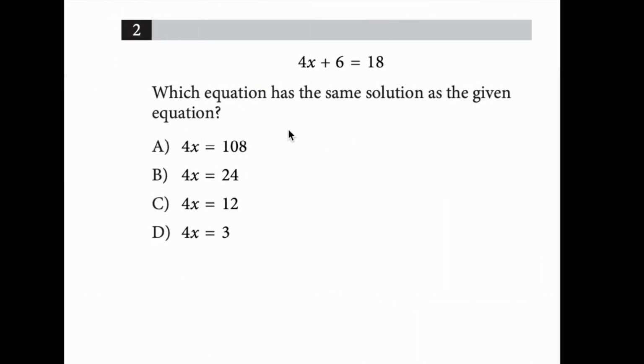4x plus 6 equals 18. Which equation has the same solution as the given equation? In this equation, we have 4x plus 6 equals 18. Let's just move 6 from the left-hand side to the right-hand side with the opposite sign, or subtract 6 from both sides. So you have 4x equals 18 minus 6, which equals 12. So the answer is 4x equals 12, so the answer is C.